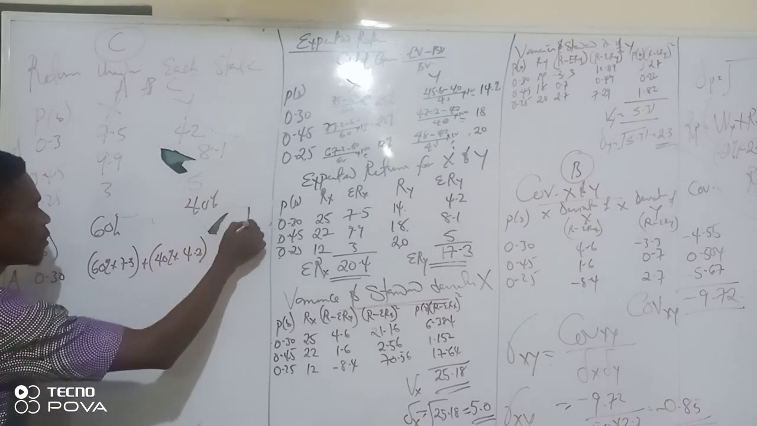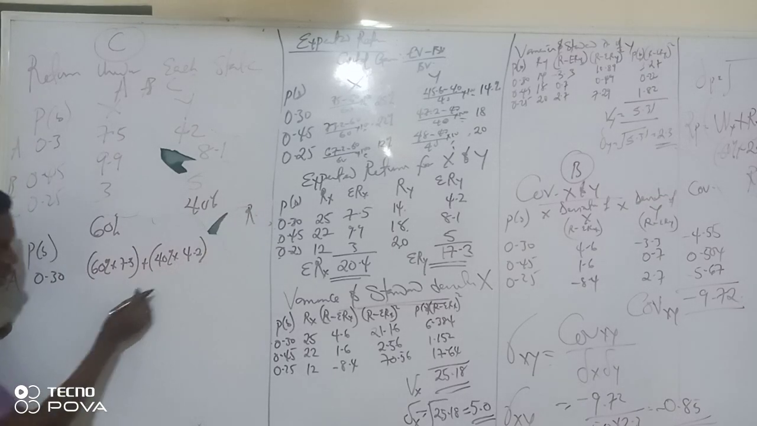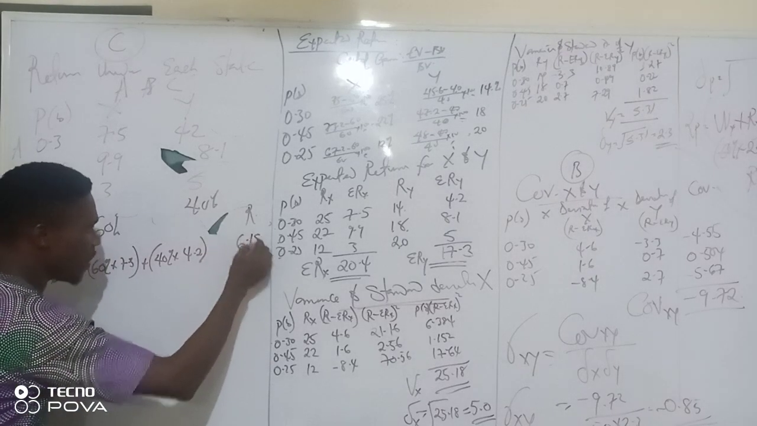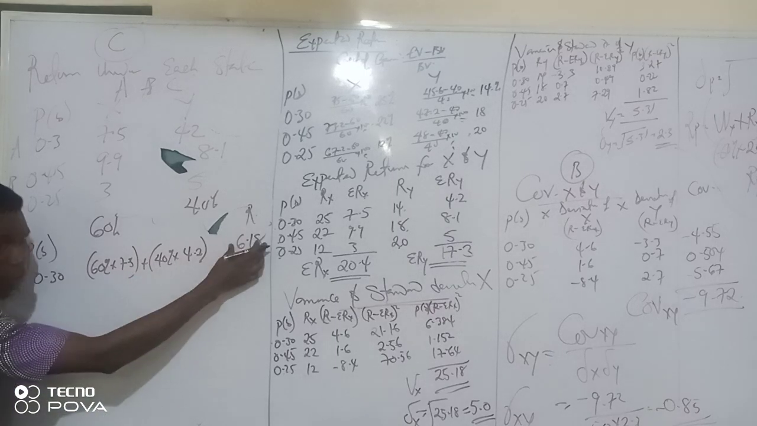Now you put them together. So the return under that state is 6.18. Times 0.3. Don't forget this one. Based on this analysis, under this state, this is your return.